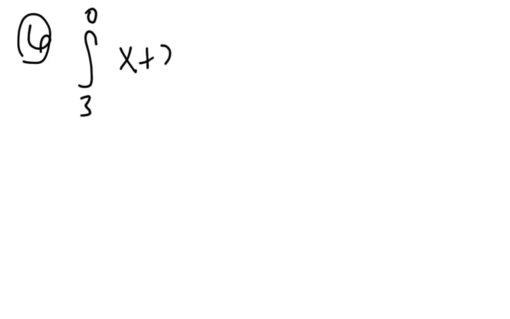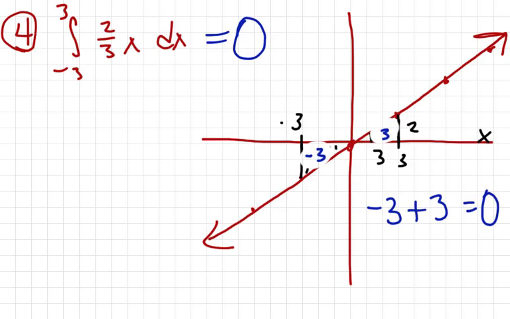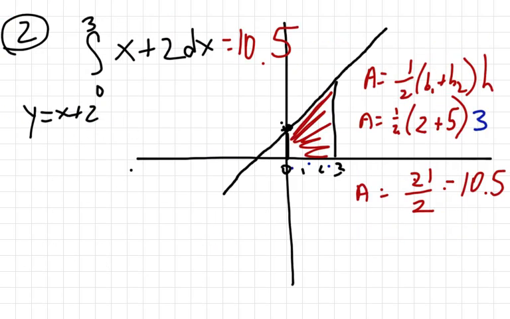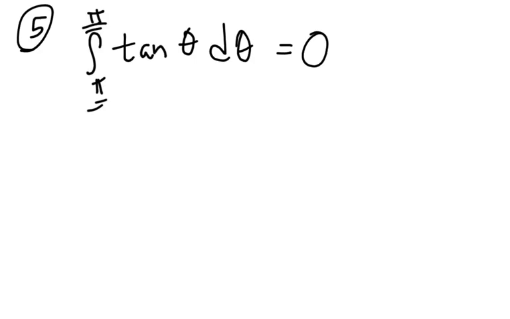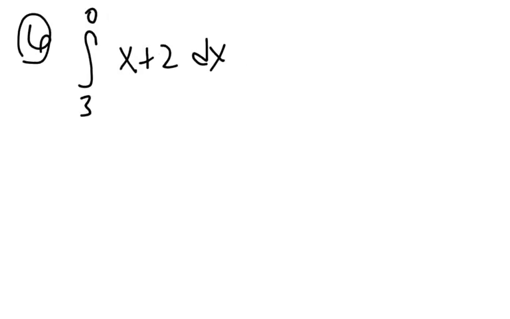Now, number 6 has the integral from 3 to 0 of x plus 2 dx. This ought to look familiar to you because it's very much like example 2 that we did, 0 to 3 of the function x plus 2. The only difference here is that the order is reversed. Here I've got the 3 on the bottom and the 0 on top. Does that matter? Yes, it does. We always want to have our larger number on top and our smaller number on bottom.